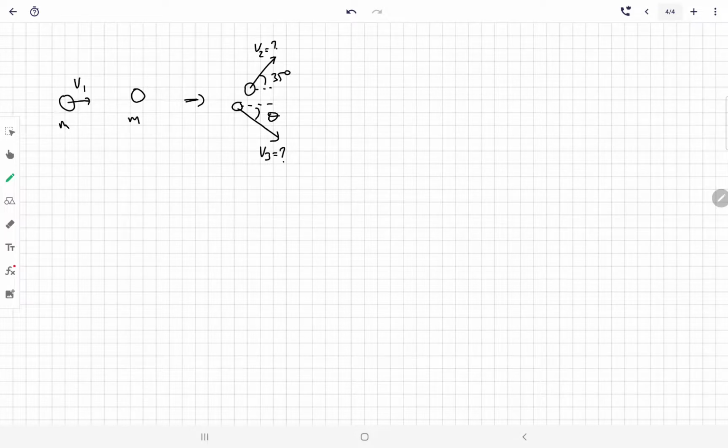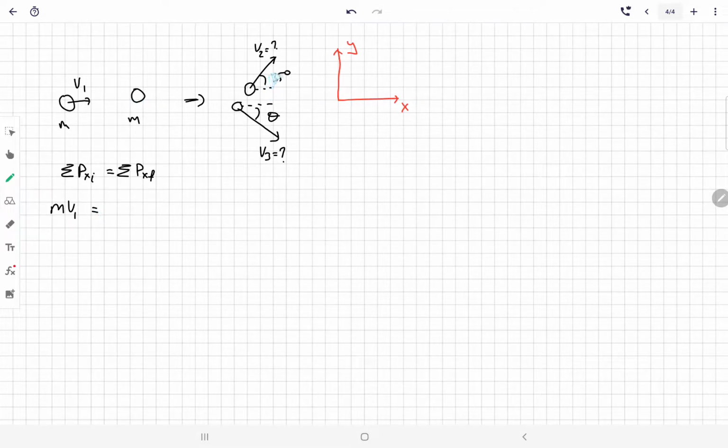So let me draw my x and y direction, because this is a collision in 2 dimensions. And we know that momentum is conserved in both directions. In the x direction, total momentum before collision should be equal to total momentum in the x direction after collision. Initially, in the x direction, we have only the momentum of the first object. The second one is stationary, so that's all.